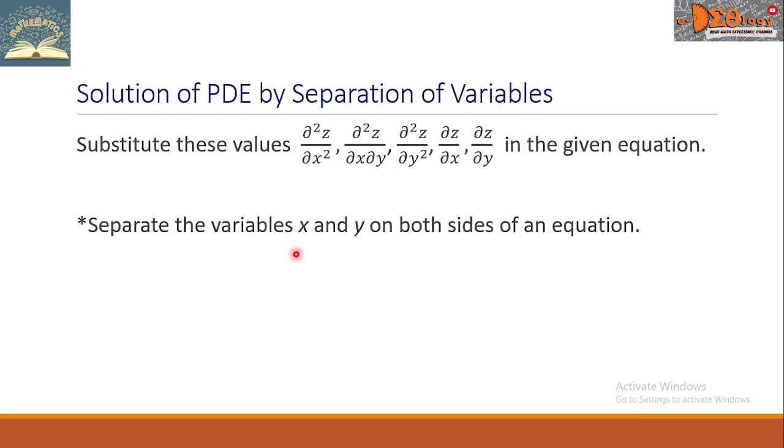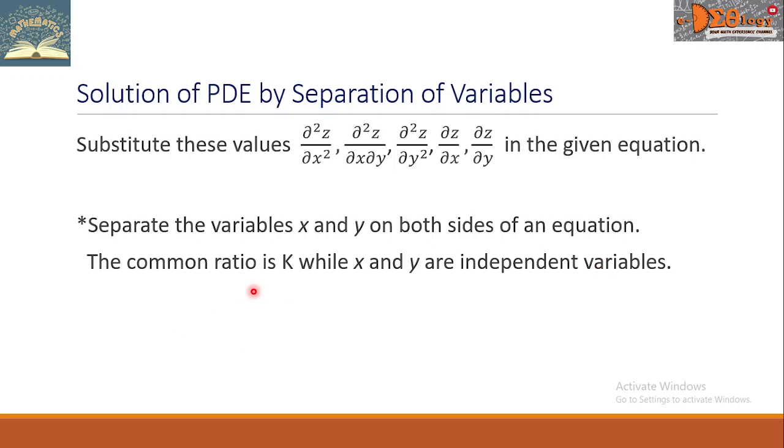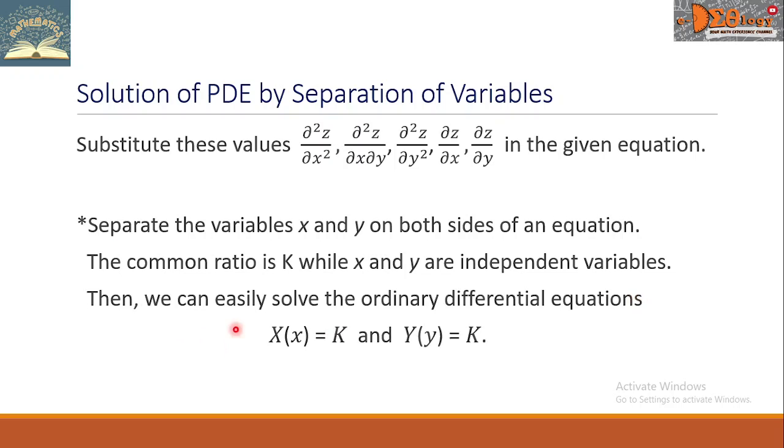Separate the variables x and y on both sides of the equation. The common ratio is capital K, while x and y are independent variables. Then we can easily solve the ordinary differential equations: capital X of small x equals capital K, and capital Y of small y equals capital K.